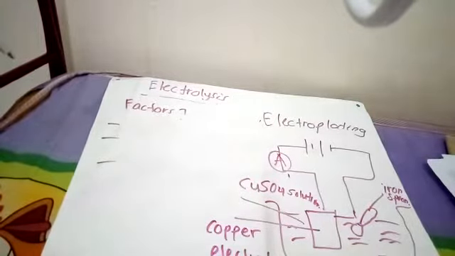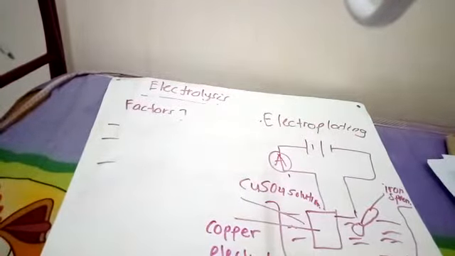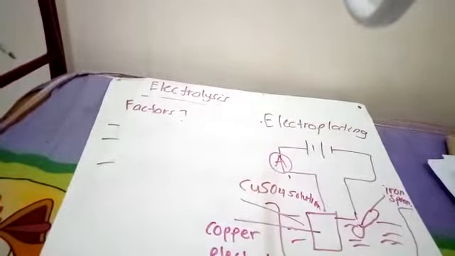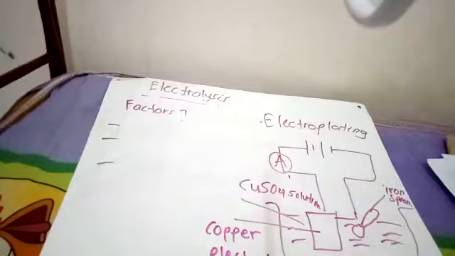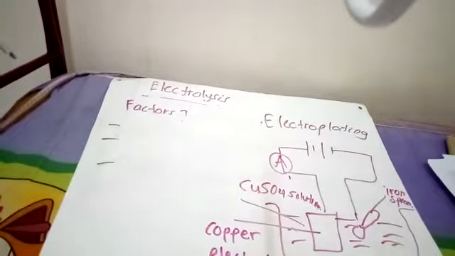For example, Ag+ and H+. Which one of the ions can be displaced more easily in the electrolyte? Why do you say Ag+? Because Ag+ is at a lower position in the electrochemical series, so it is easier for the Ag+ to be displaced with another metal. So you must remember the table of the electrochemical series.